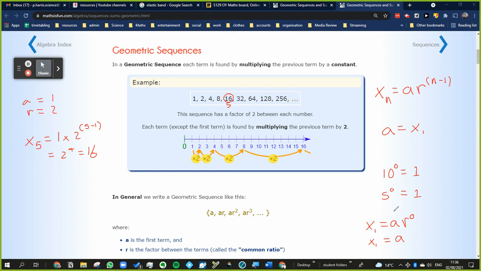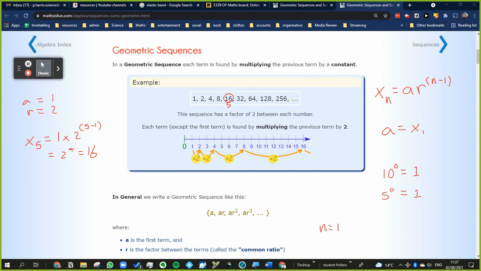Let's just look at why it is that a is x1 according to this formula here. If we had n equal to 1, then the nth term would be x1. I haven't shown the working out, so I'm just going to erase this bit here, and we'll do it again.